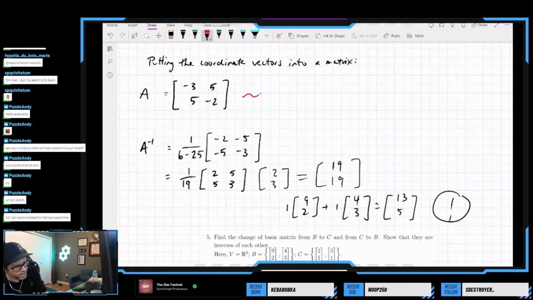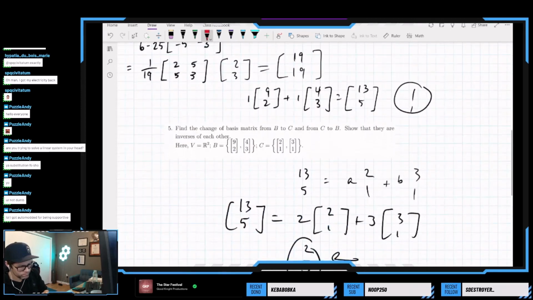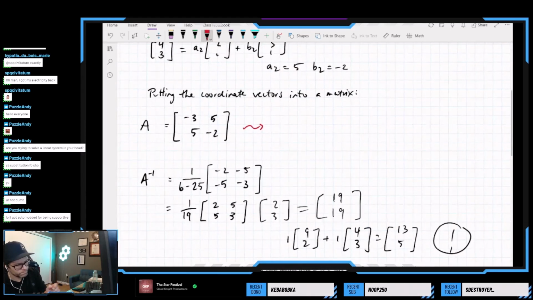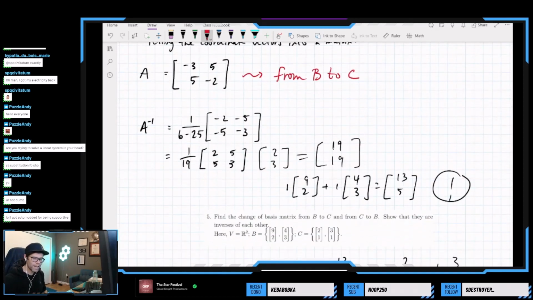Okay, so matrix A is going to be the transition matrix from, what did we agree on? This is from B to C. Because if I input a coordinate vector in and multiply by that matrix on the right-hand side, it gives me an output that is a coordinate vector with regards to basis C.